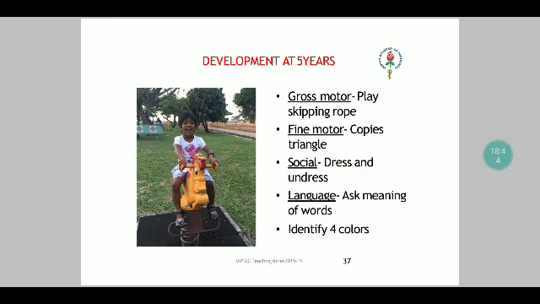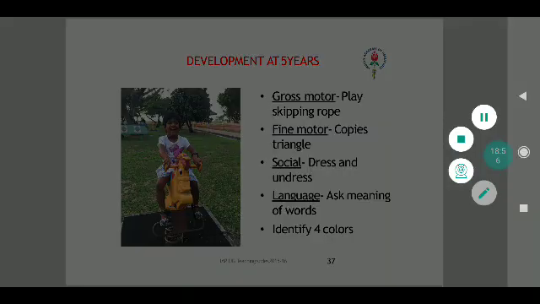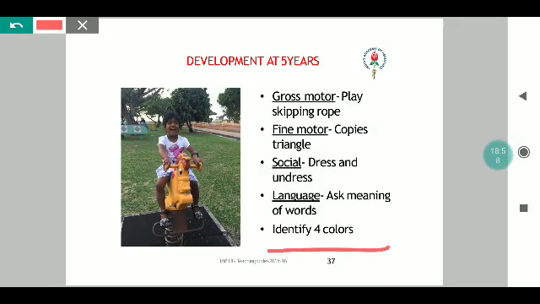By the 5th year, the child is able to play the skipping game and is able to copy a triangle. Social milestone involved is the ability to dress or undress and ask the meaning of words. And I didn't mention it in the table earlier, but by 5th year of age, the child is able to identify at least 4 colors.